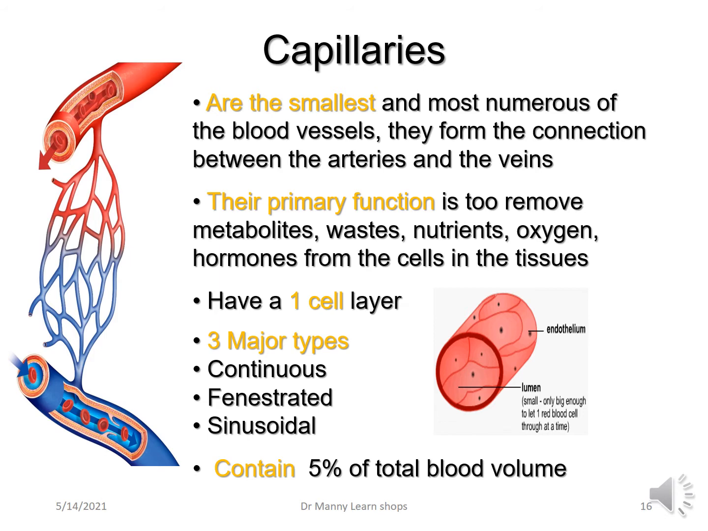As far as their thickness, they're only 1 cell thick. You've got three major types: continuous, fenestrated, and sinusoidal. And they're so small that one red blood cell can only go through them at a time. Capillaries contain approximately 5% of the total circulating blood volume under normal circumstances.